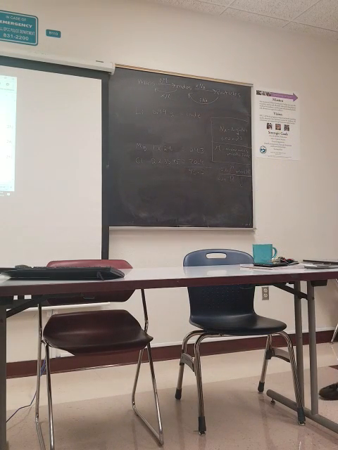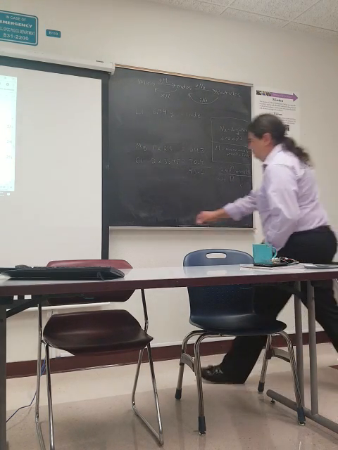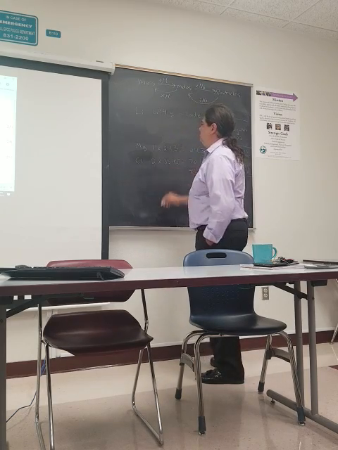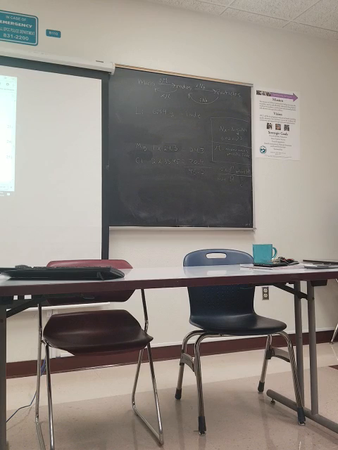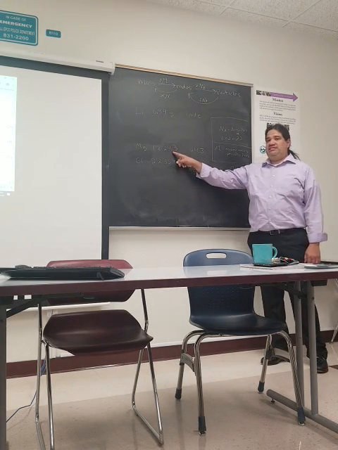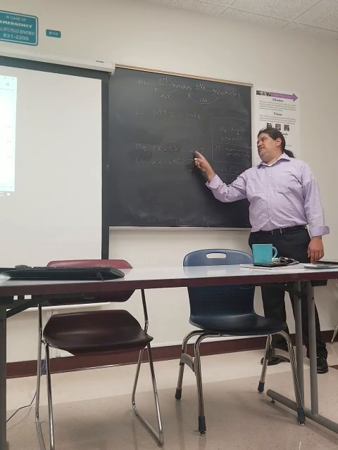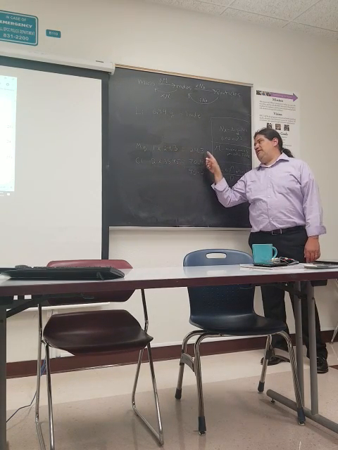So number 24, calculate the molar mass of magnesium chloride. Magnesium chloride has 1 magnesium and 2 Cls. Go to the periodic table, look at magnesium, it has a molar mass of 24.3. Look at chlorine, molar mass of 35.45. These 2 numbers come from the periodic table. 1 times this, 2 times that. Then we just add them up.